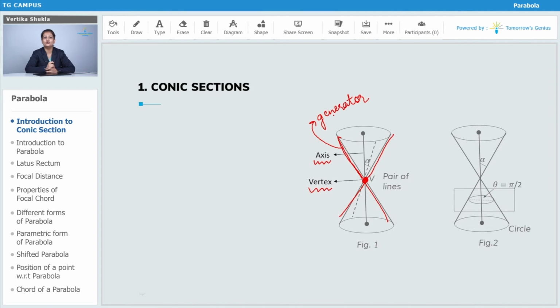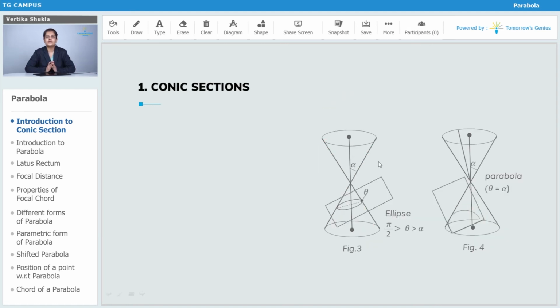Similarly, in figure 2, you can see that if the plane is cutting parallel to the circle that you can see on the bottom, then you get a circle over here. The cross section that you receive when the plane cuts parallel to the base circle is a circle. So in the first case we saw a pair of straight lines, in the second case we saw a circle. So the same right circular cone, depending upon how a plane is cutting it, gives you two different figures.